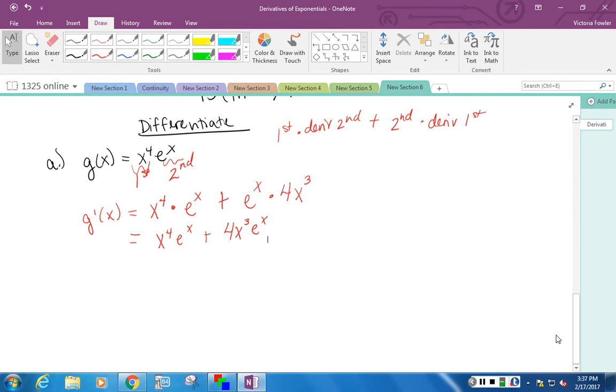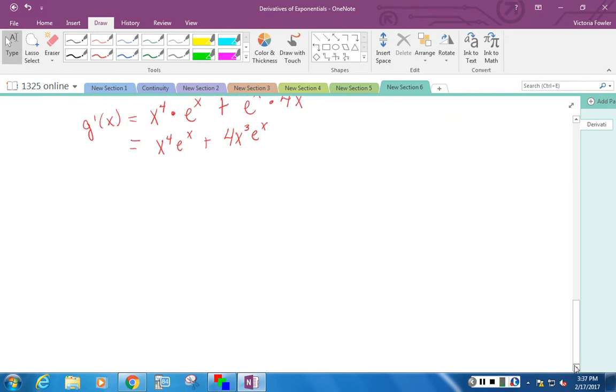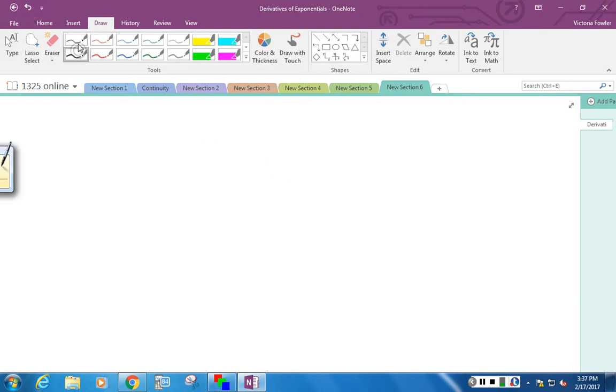Let's go on and see how we can involve the quotient rule, because we're still practicing all those. So we finished one with the product rule. Let's move on to the quotient rule. Example B here. I'm going to make my numerator 3 times e raised to the 2x. My denominator is going to be 1 plus e to the x.